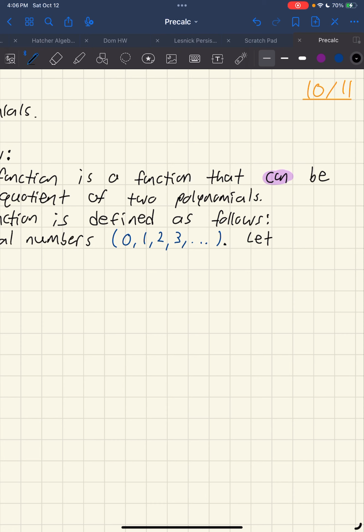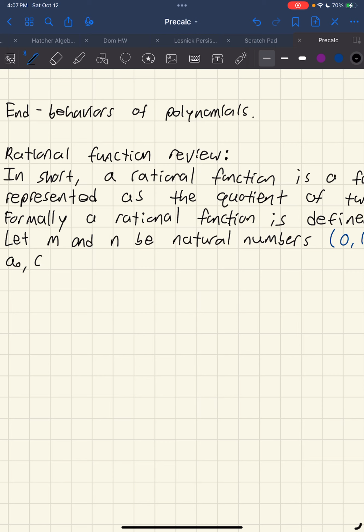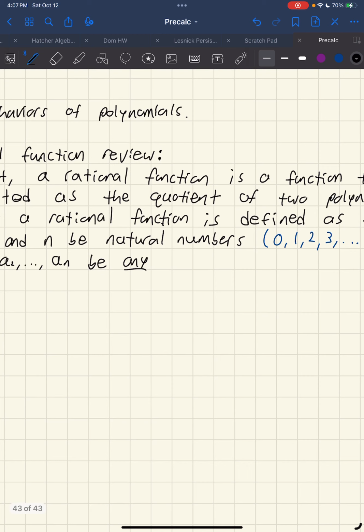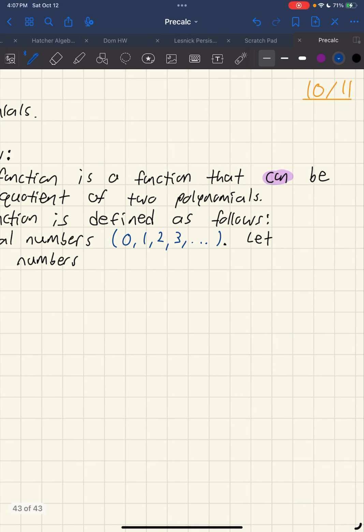Or n plus 1 and m plus 1, actually, because we're going to let a sub 0, a sub 1, a sub 2, all the way up to a sub n, for whatever n is, be any numbers. They can be 0, they can be 1, they can be 10 million, they can be pi, they can be pi squared, and so on and so forth. Be any numbers, except the one condition I'm going to put is as long as a sub n is non-zero.